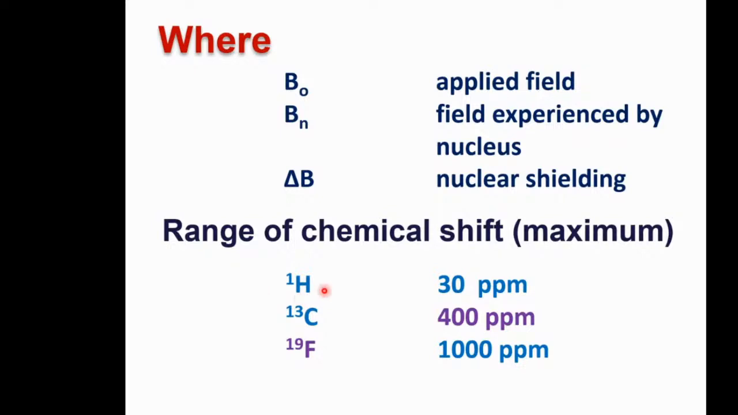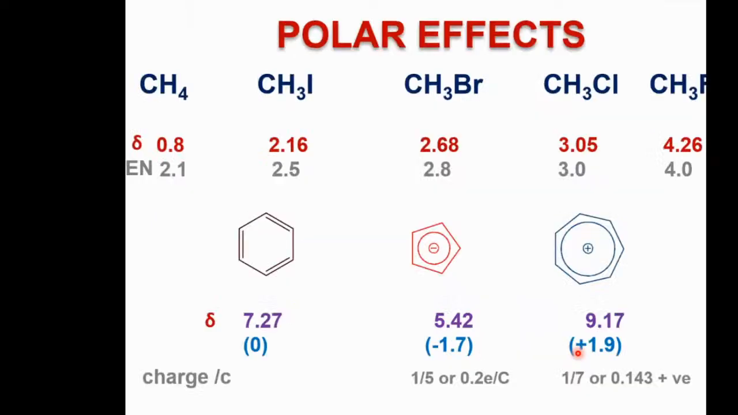Proton, normally it is 10 to 15, and it could go up to 30 also in some cases. Carbon-13, normally it's around 200 to 250, but it could go up to 400. Similarly, for F-19, the chemical shift range can be up to 1,000 and so on. Now, before we discuss a few examples, it's good to know what the factors are that affect chemical shift and also coupling constant.